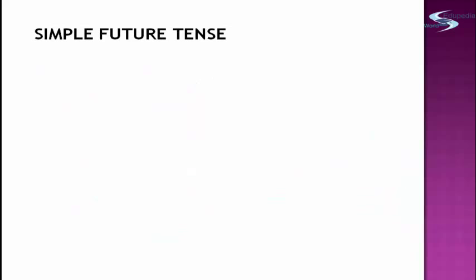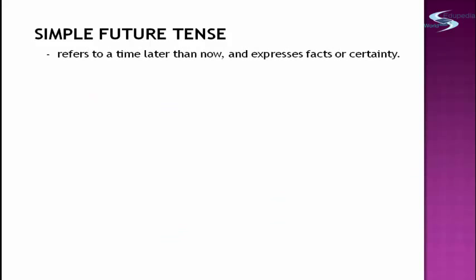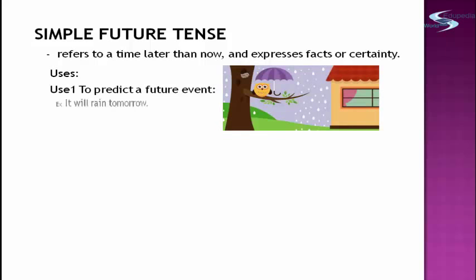Okay, let's go to simple future tense. What is simple future tense? This refers to a time later than now and expresses facts or certainty. We have the usages. Number 1, it is used to predict a future event. It will rain tomorrow. Will rain.